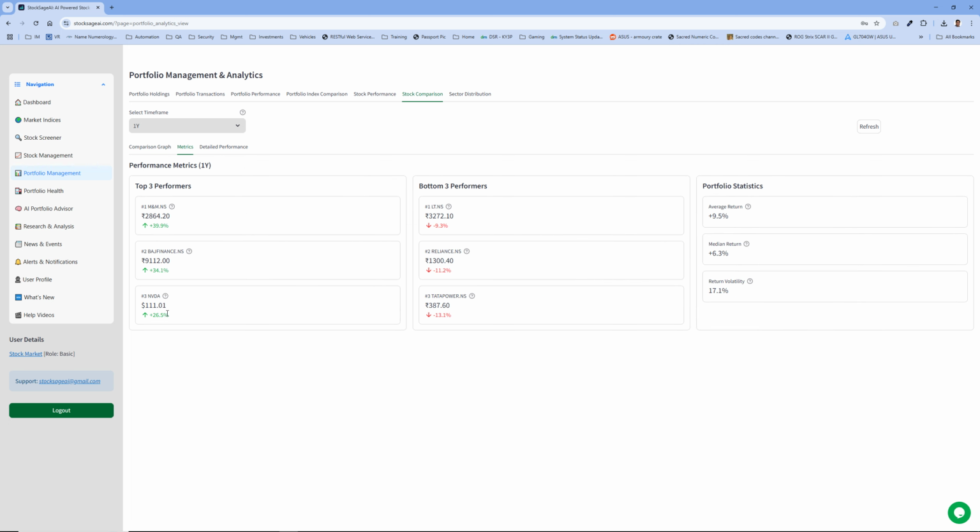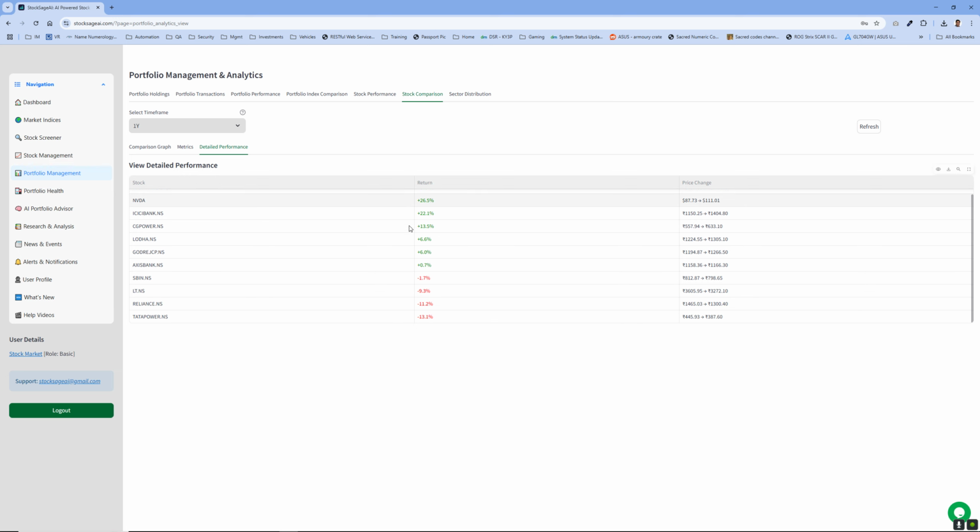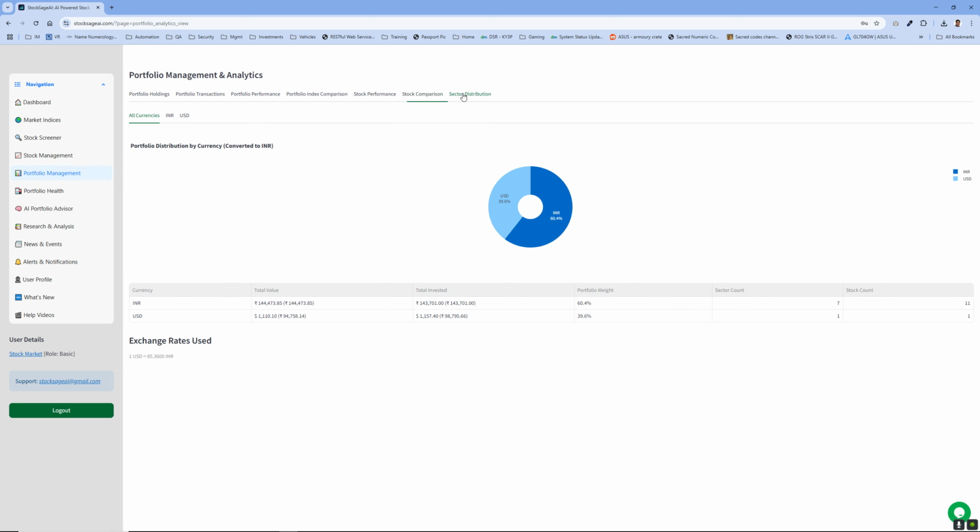Here you can see NVIDIA if it is the top 3 performance stock. Then you have the detailed performance list, which will have all the stocks. Move to the sector distribution. Earlier, you could see we were only seeing the Indian stocks in INR. Now we have two different tabs. One is for INR, other is for USD.